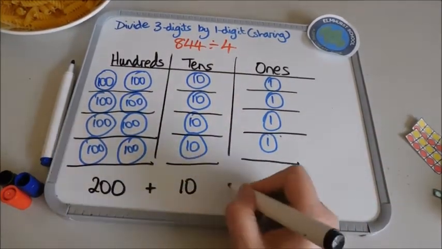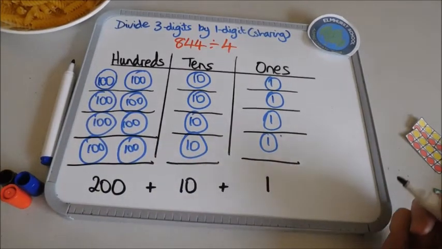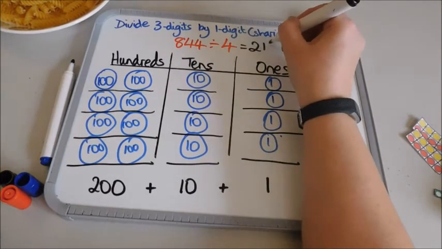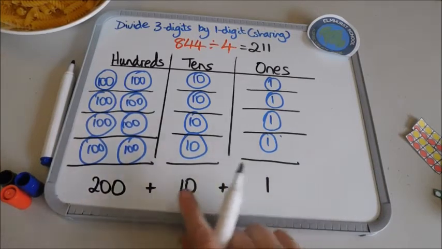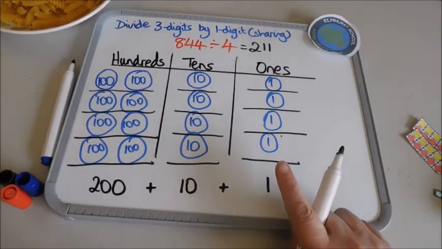If I add those up, then my answer would be 200 and 11. 200, add 10, 210, plus 1, 211.